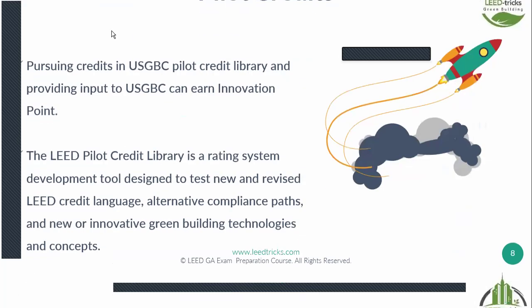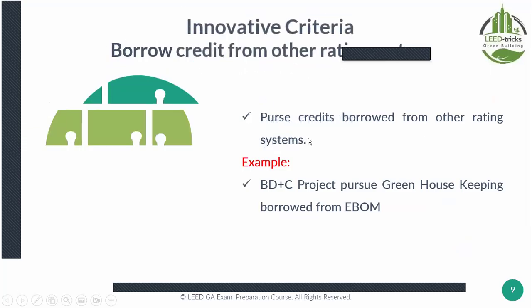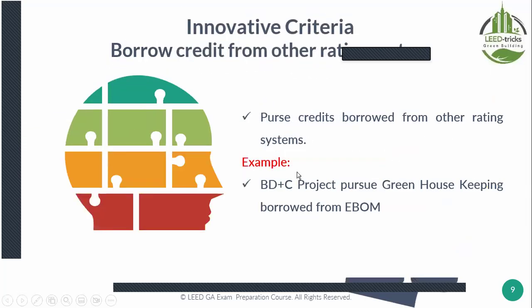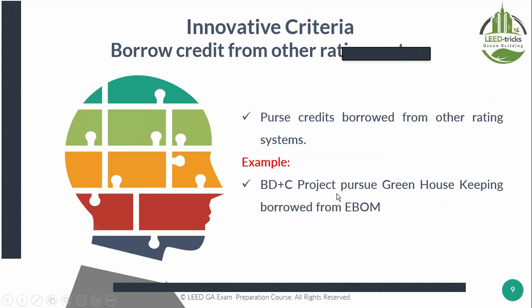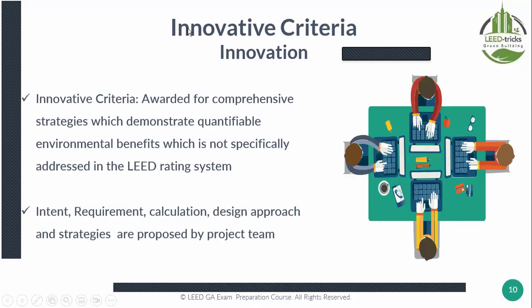What is borrowing credits from other systems? Like your LEED BD+C, okay? And you take a credit named, for example, Green Housekeeping, borrowed from Existing Buildings, or any credit that you see can suit your project in LEED BD+C, but you take it from any other rating system like O&M, ND, ID, whatever, and you do it. So we call it borrow credits.